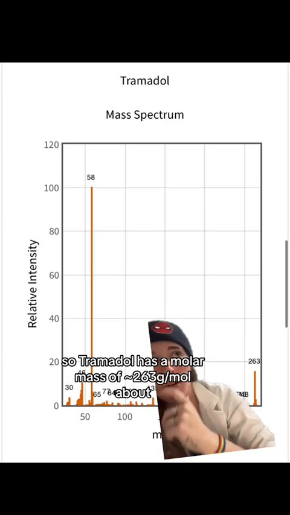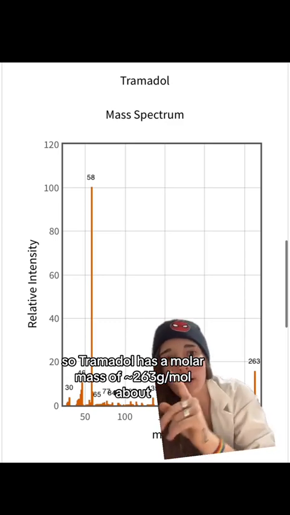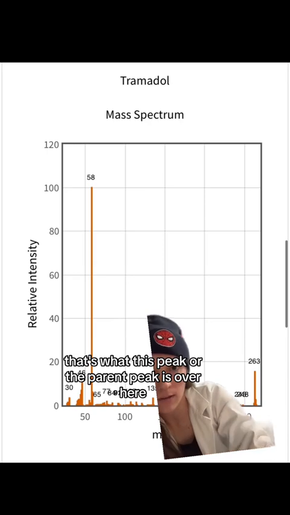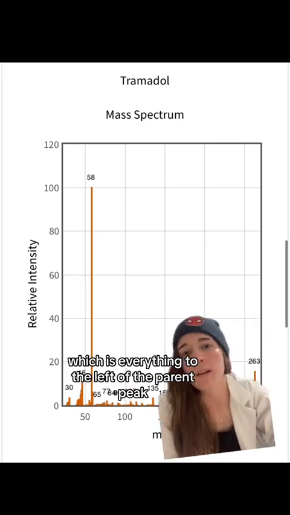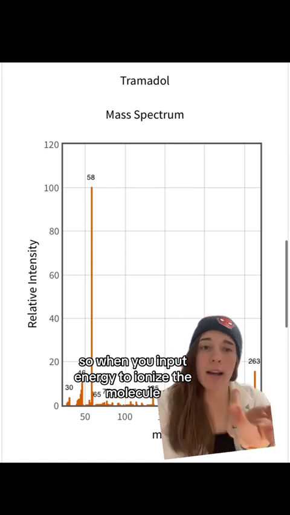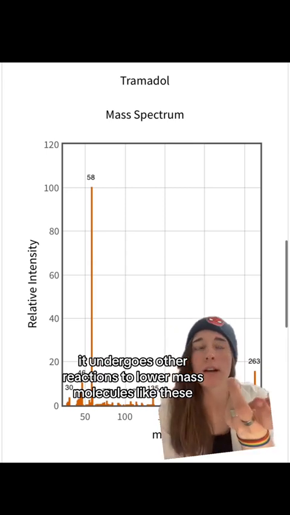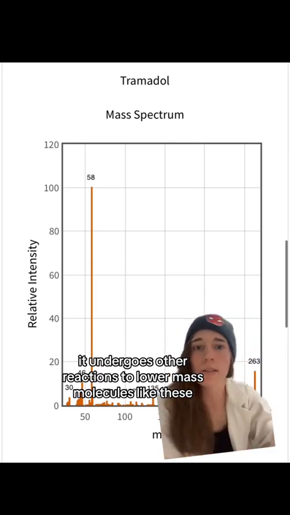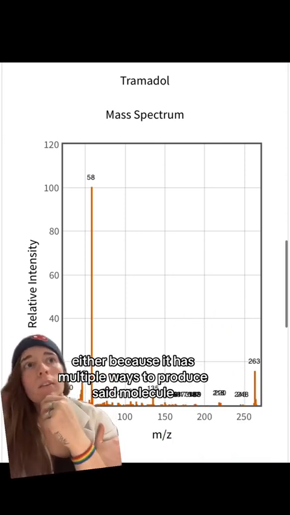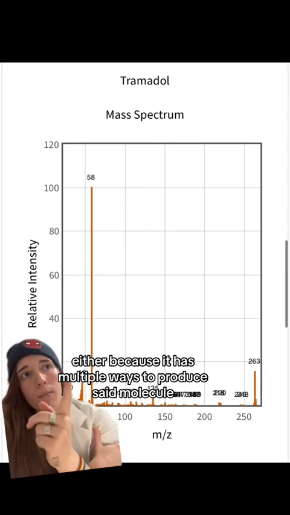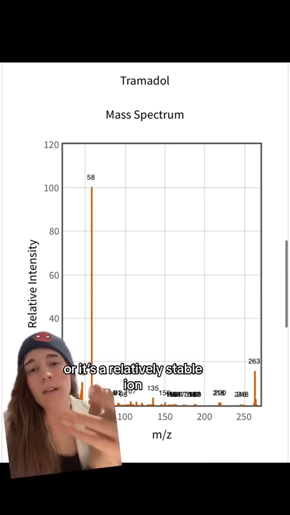So this is the mass spec of Tramadol. Tramadol has a molar mass of about 263. That's what the parent peak is over here. And then we have the fragmentation pattern, which is everything to the left of the parent peak. When you input energy to ionize the molecule, it undergoes other reactions to lower mass molecules like these. Over here we have the base peak, which is the most common fragment, either because it has multiple ways to produce said molecule, or it's a relatively stable ion.